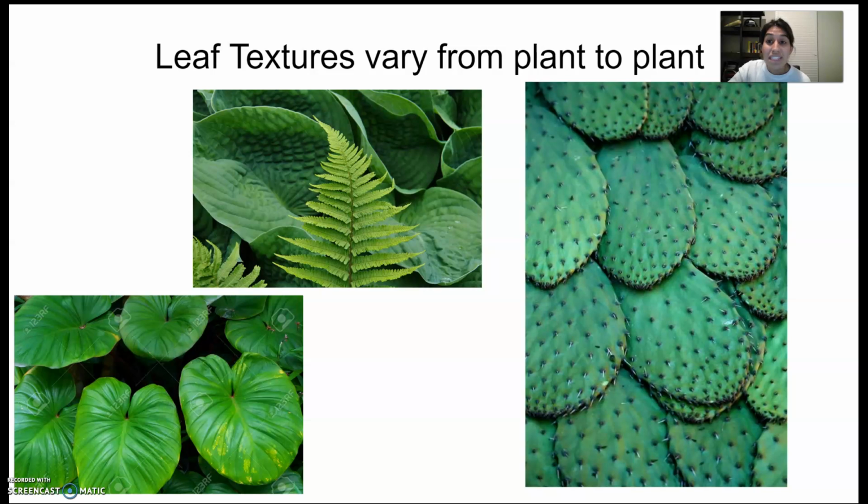And then the leaf texture. Texture, remember, is how something feels. From plant to plant, they vary. They're very different. Some are very soft. Some are very silky. Some are smooth. Some can be prickly, like this cactus over here. So that is another inherited trait.